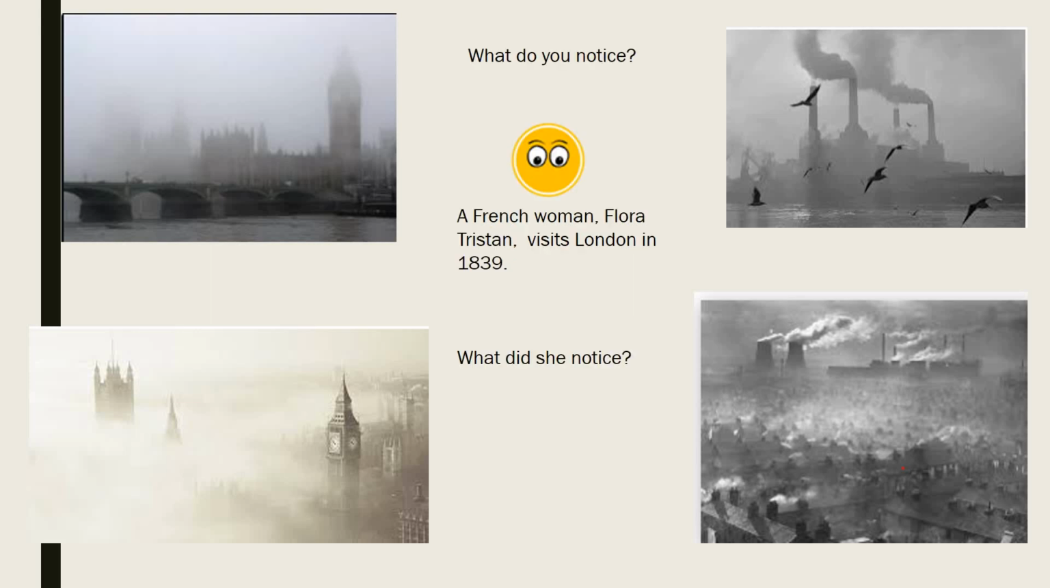The extract we're going to be looking at today is that of a French woman, Flora Tristan, and she visits London in 1839, and we're going to look at what she noticed about London during one of its smogs. And we're going to look at how she writes about London and the types of things she's trying to persuade the reader to feel about London when she is describing it through her own experiences.